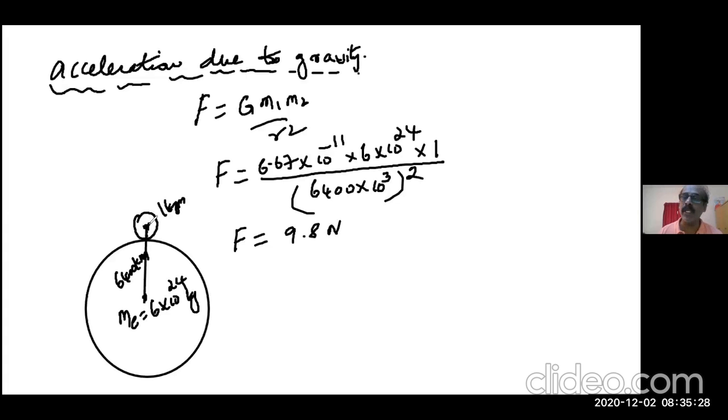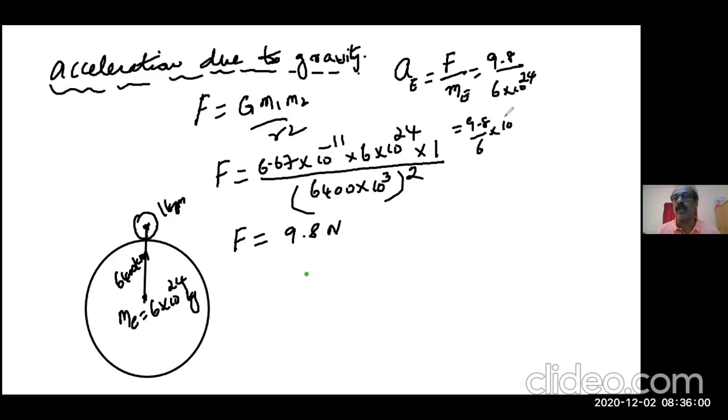That means a 1 kilo body you keep just above the surface, Earth attracts the body with 9.8 Newton force. And body attracts the earth also with 9.8 Newton force. If you are calculating acceleration of the earth, force on the earth divided by mass of the earth. So force on the earth is 9.8. Mass of the earth is 6 into 10 to the power 24. So 24 goes to the numerator, that will come 9.8 by 6 into 10 to the power minus 24. So 9.8 by 6. Can you just tell me the answer using calculator? This is acceleration of Earth.